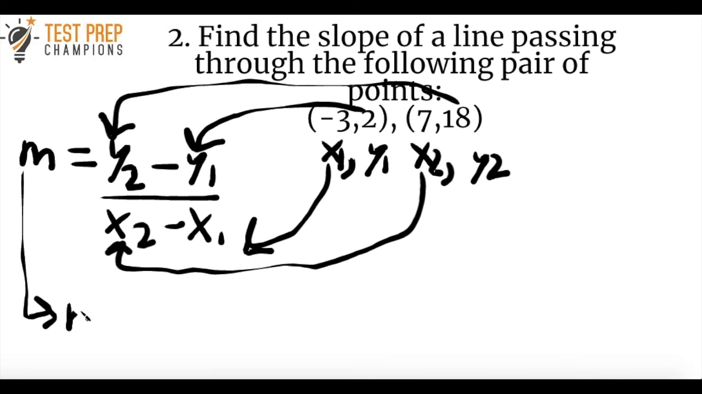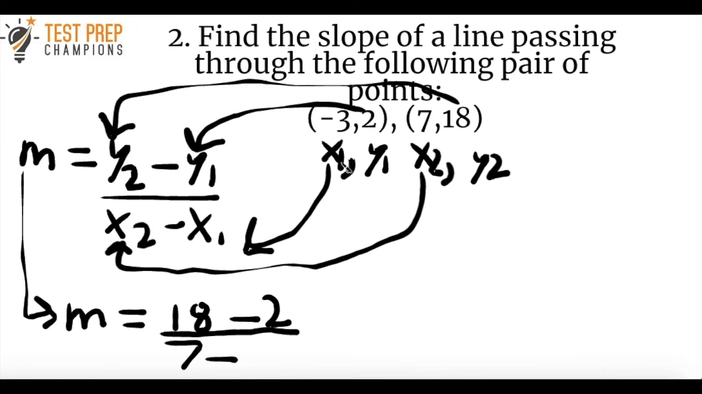So our slope is equal to our y2, which is 18, minus y1. And what is our y1? Well, we can look right here. y1 is 2. So we've got 18 minus 2 divided by x2 minus x1. So what is our x2? Well, remember, our x2 is 7. And what is our x1? Well, remember, our x1 is -3. So whenever you do minus a negative number, it becomes plus. So 7 minus -3 is the same as 7 plus 3.